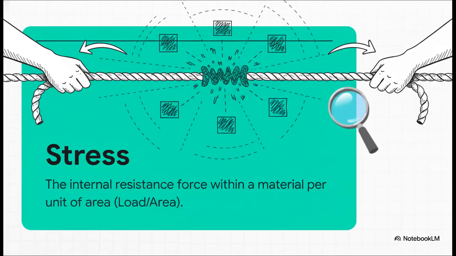Okay, first up is stress. Imagine you're in a tug-of-war, pulling on a rope. The force you're yanking with creates this internal fight inside the rope. That internal force, spread out over the area of the rope, that's what we call stress. It's the material basically saying, hey, I'm being pulled apart here.